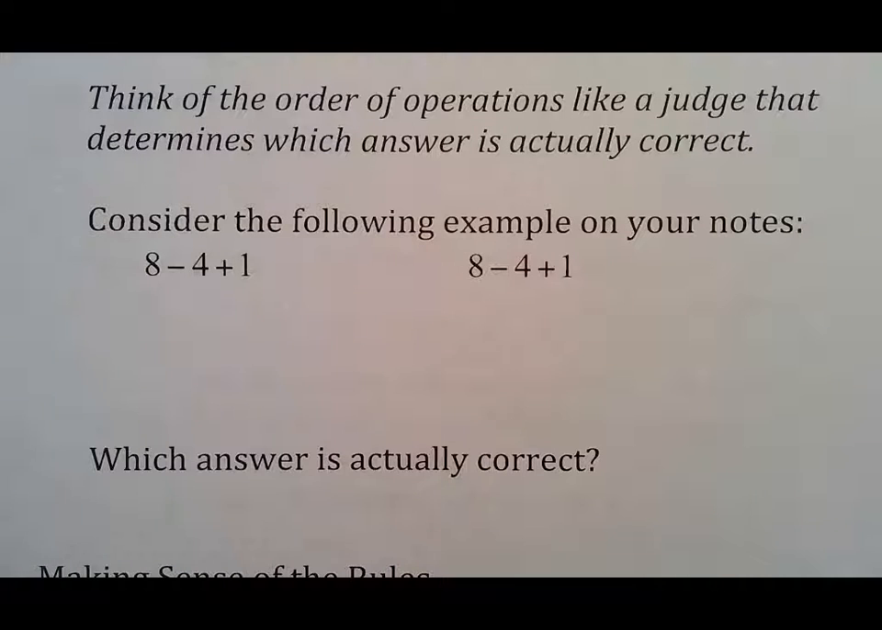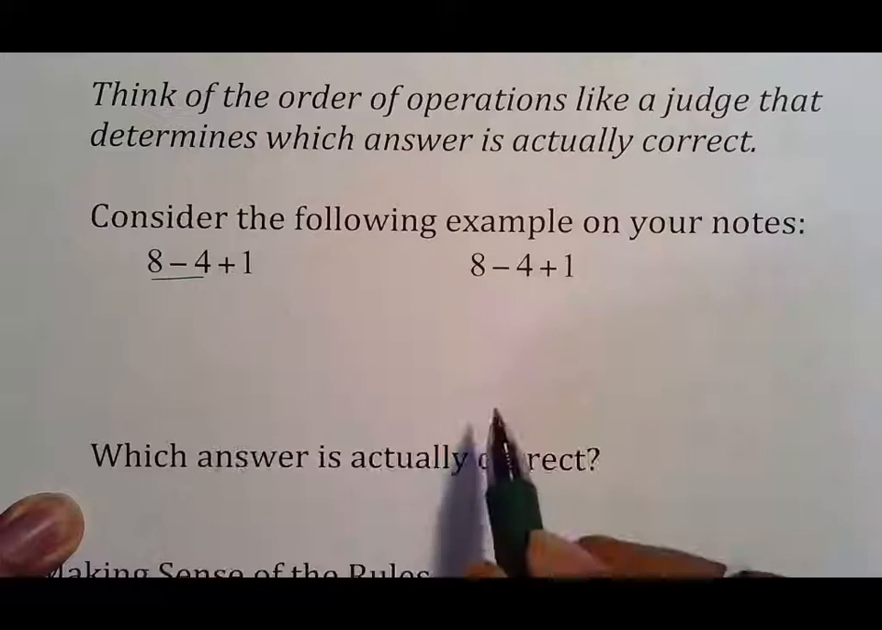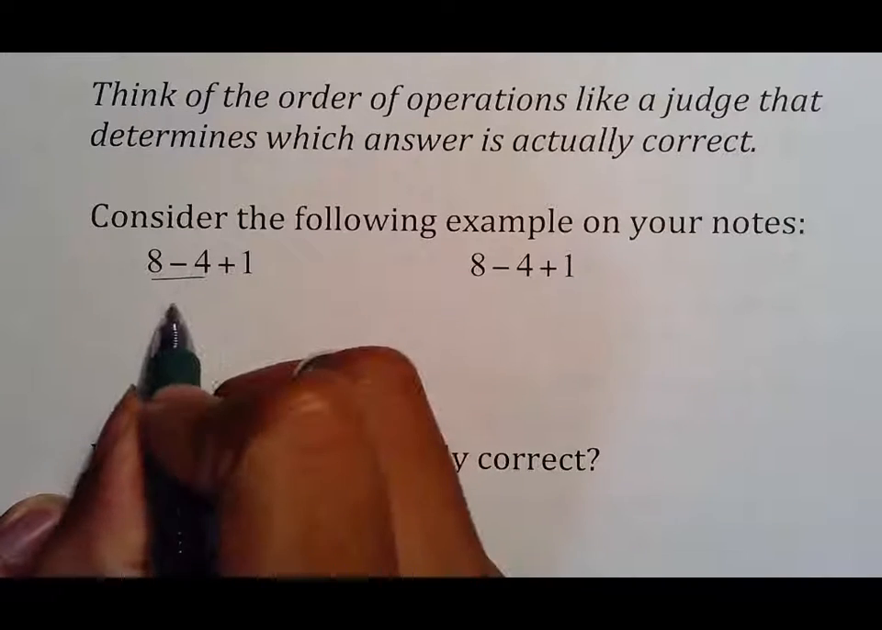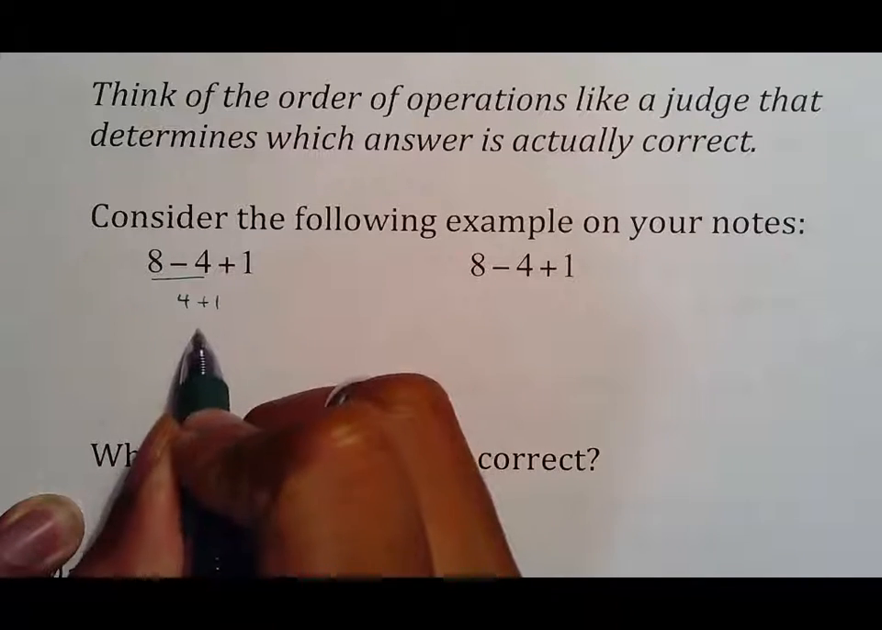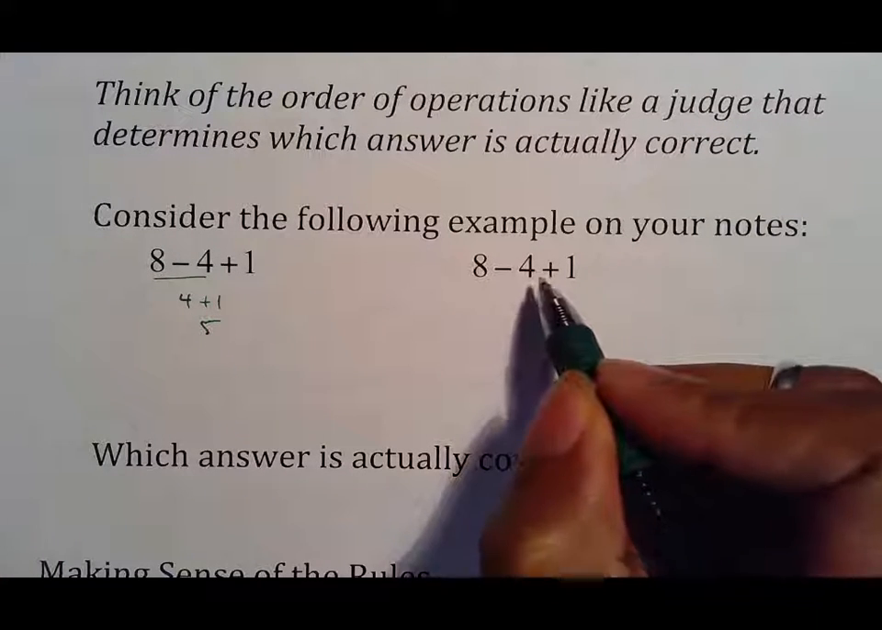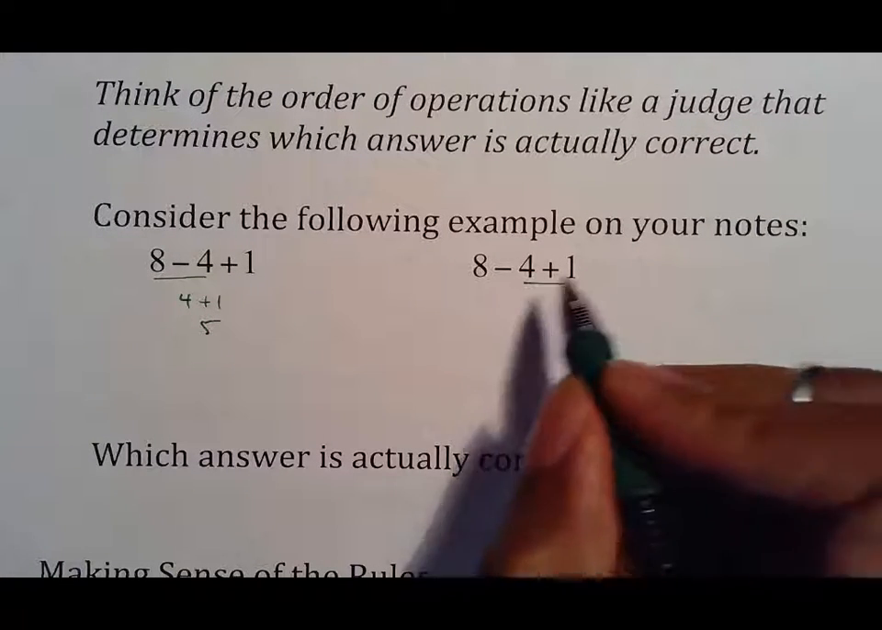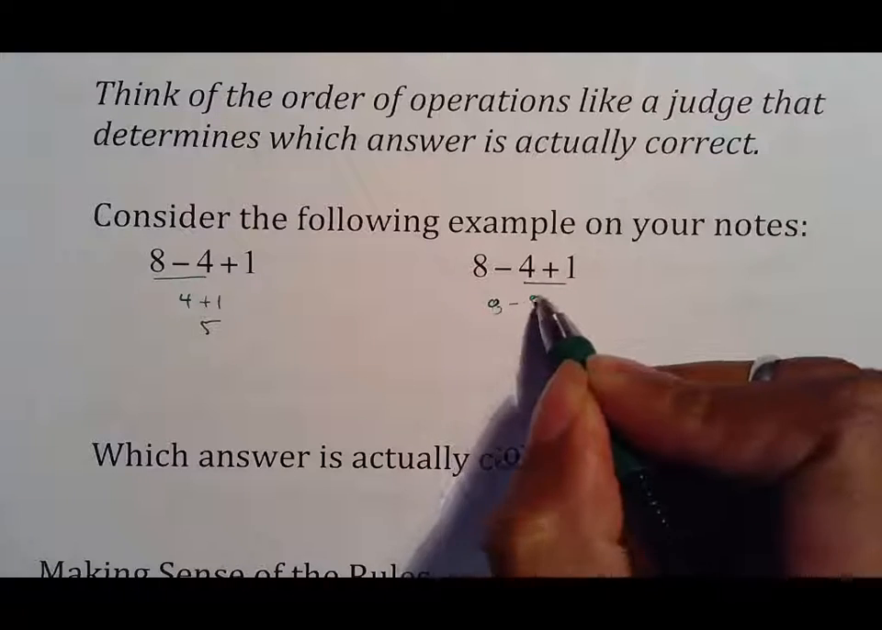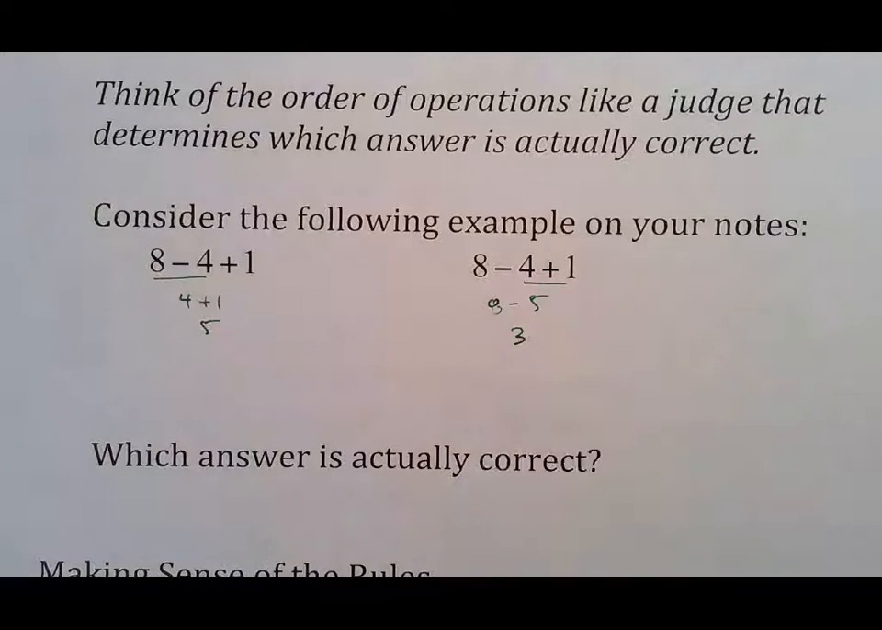Consider the following examples and do not pick one just yet. One person could say, I'm going to do the minus because it's in front. 8 minus 4 is 4. Carry that down and your answer is 5. Another student can say, well, my teacher taught me addition goes before subtraction, so 4 plus 1 is 5, and 8 minus 5 is 3. And notice that there are two answers. We will not talk about which one is correct, but I will show you on the notes, and when I give you the notes in the last part, I will cross out the one that is incorrect.